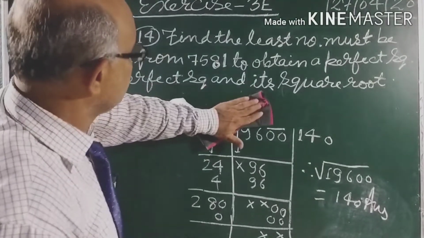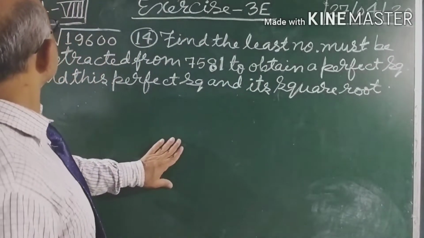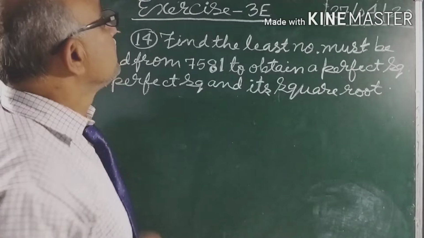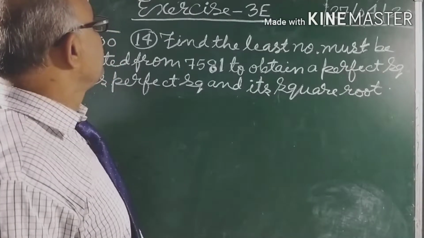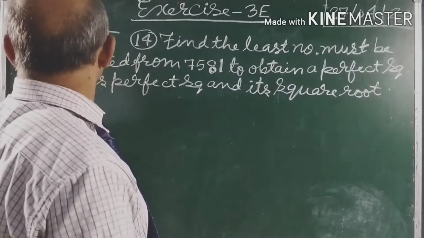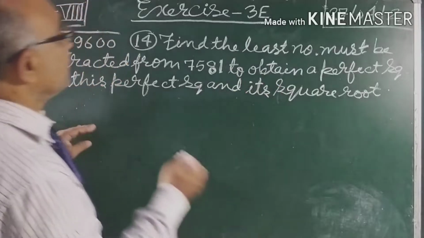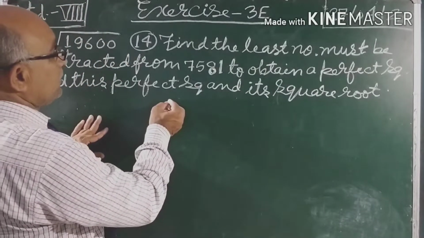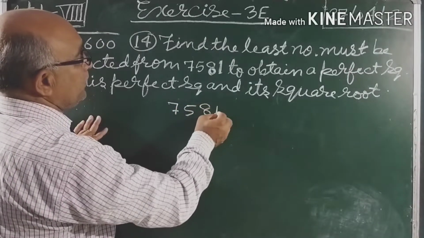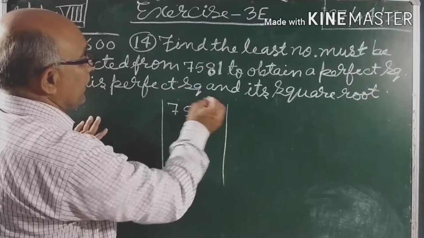And the next question is: find the least number that must be subtracted from 7,581 to obtain a perfect square. Find this perfect square and its square root. Write 7,581 between two vertical lines. Make a pair.